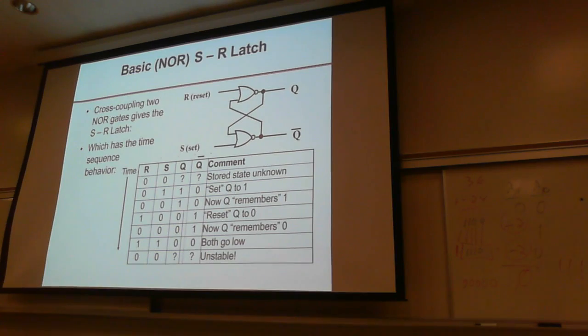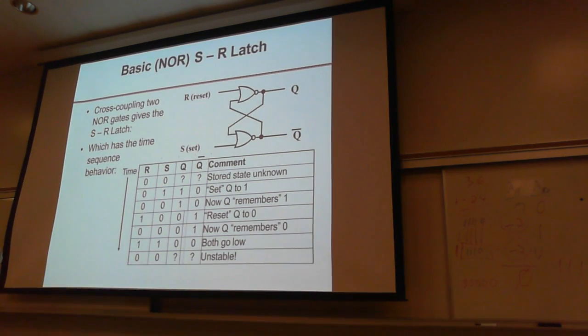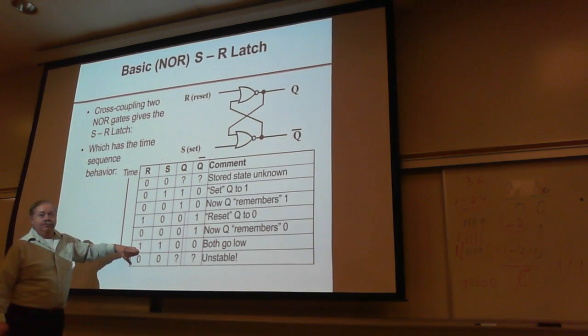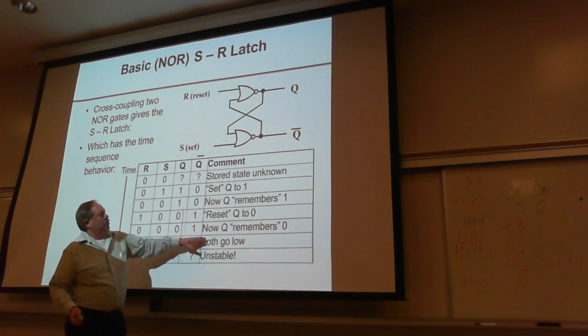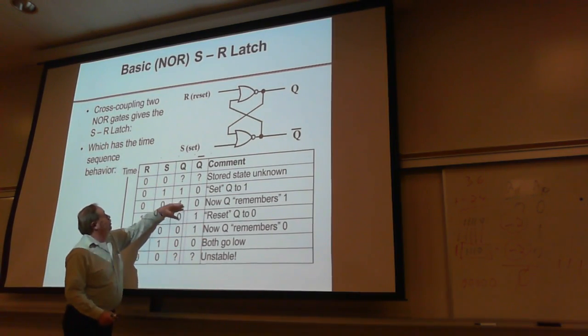Make sense? Yes? Could you have both go low in the second to last row? Can I have both go low? Yeah, could you explain how that happens? Okay, so to do that, let's go ahead and walk through it then.